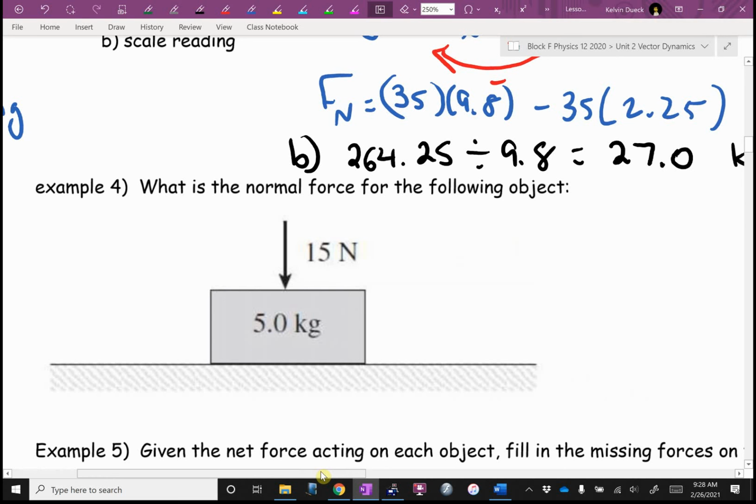Okay, I'm going to label the picture, which technically isn't a free body diagram. Technically, a free body diagram is when you represent the mass with a dot. But since they gave me a picture, I'm going to label my forces on here. What are the forces acting on this 5 kilogram mass? Get the obvious one. Yep.